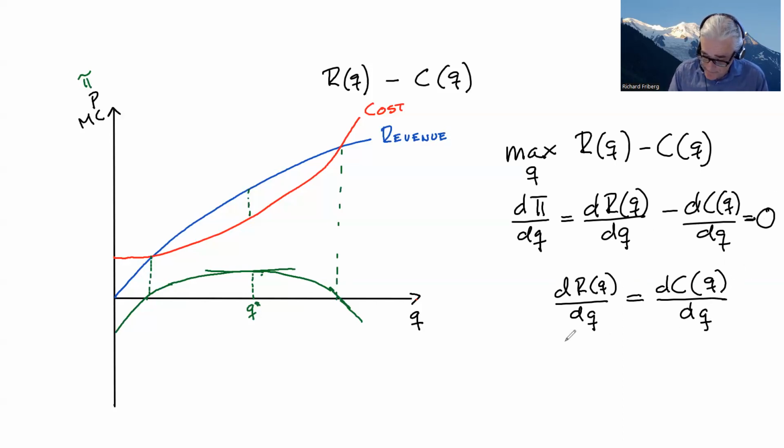So just reshuffling here, what do we have? Well, we have what we call the marginal revenue equals the marginal cost. Okay, so the slope of the revenue curve and the cost function are the same at the optimal point. So this is a very general condition in economics for finding the profit maximizing quantity.